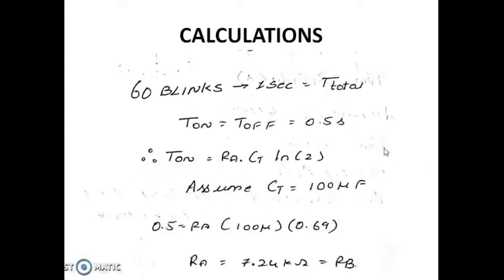Moving on to the calculation part, here we need to have 60 blinks in total. Therefore, T on is equal to T off, that is T on will be 0.5 seconds and T off will be 0.5 seconds. As you know the formula of T on, RA into CT into ln 2. Assuming CT is equal to 100 microfarad and substituting those values into the above equation, we will get RA equal to 7.24 kilo ohm. Thus, as T on is equal to T off, RA is equal to RB.